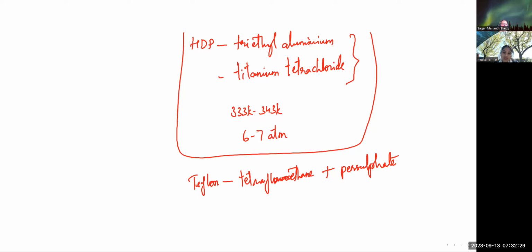Do you know where Teflon is used? We normally use a Teflon coating on frying pans. That's why they say it is non-stick. The oil doesn't stick to the pan because of this Teflon coating.